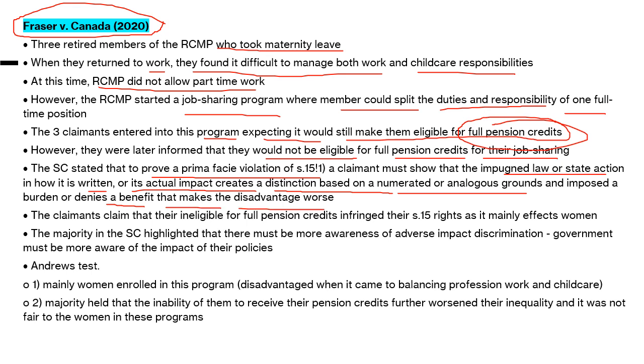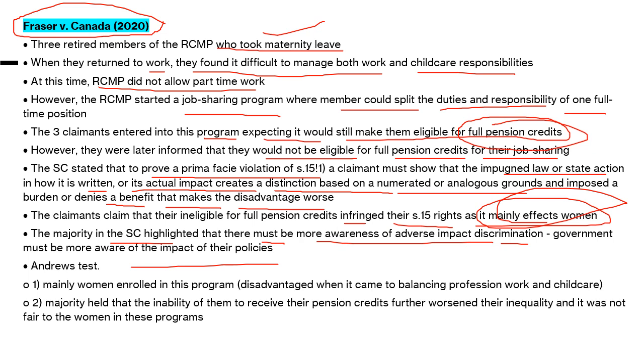So claimants claim that their ineligibility for full pension credit infringes their Section 15 rights as it mainly affects women, because women were the ones who took maternity leave. The majority of the Supreme Court highlighted that there must be more awareness of adverse impact discrimination. Government must be more aware of such kinds of policy. So the Andrews test was being followed.